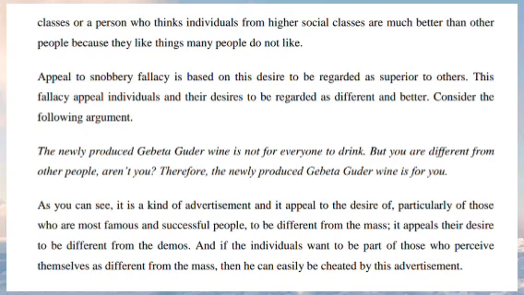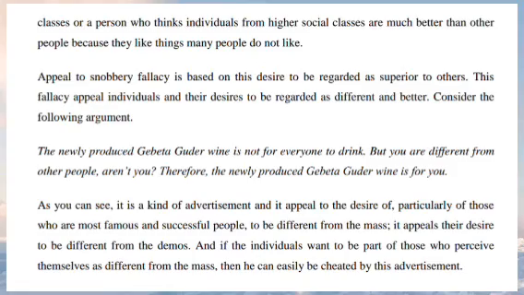For example, the newly produced Gabata Gudar wine is not for everyone to drink, but you are different from other people, aren't you? Therefore, the newly produced Gabata Gudar wine is for you. Here it says you are better, you should use this, and Gabata Gudar is prepared for people like you. It is an argument that tries to appeal to people this way.